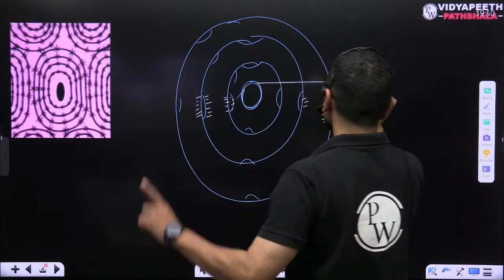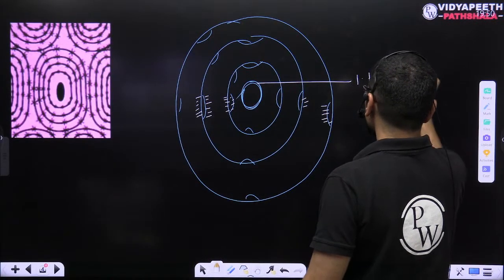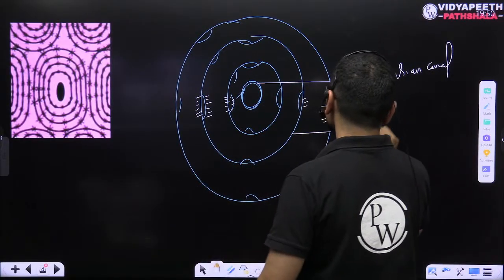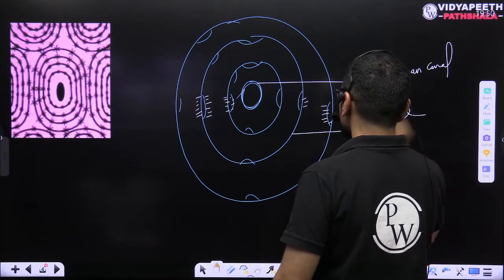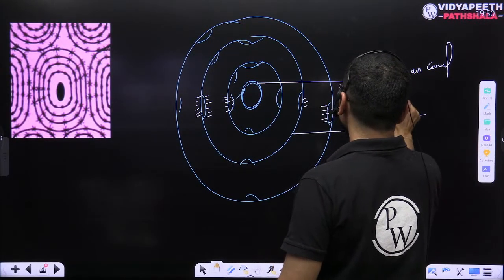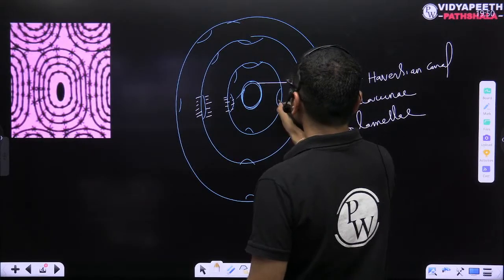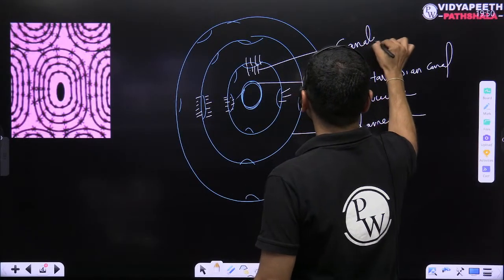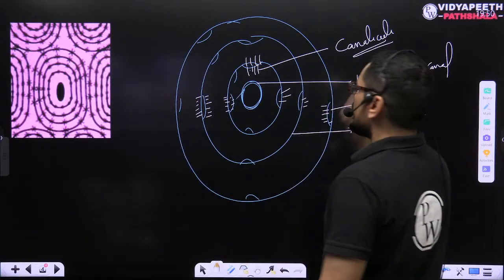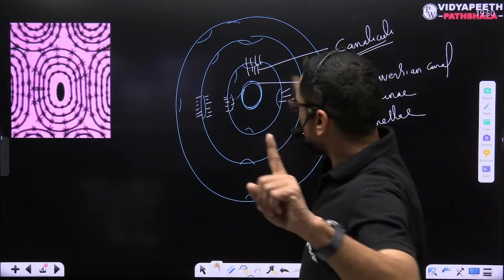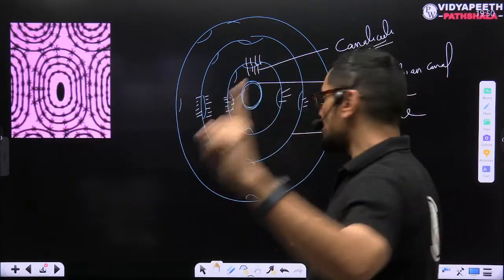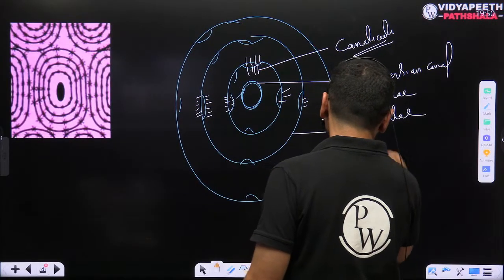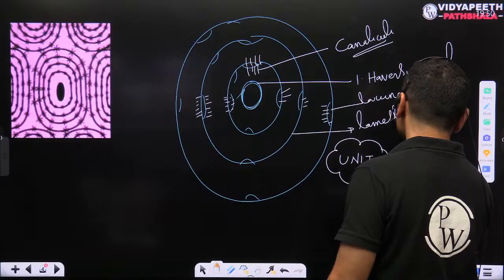So the central one is called the Haversian canal, followed by lamellae, and then the empty spaces here called lacuna, singular, lacunae, plural, and the connections which are present here are called canaliculi. One Haversian canal, lamellae, and lacunae are called one unit. And this unit of bone is called osteon.